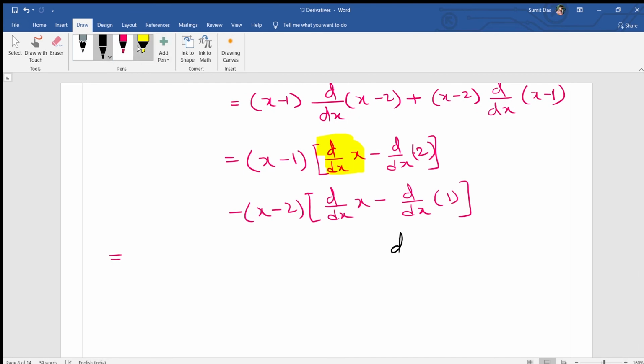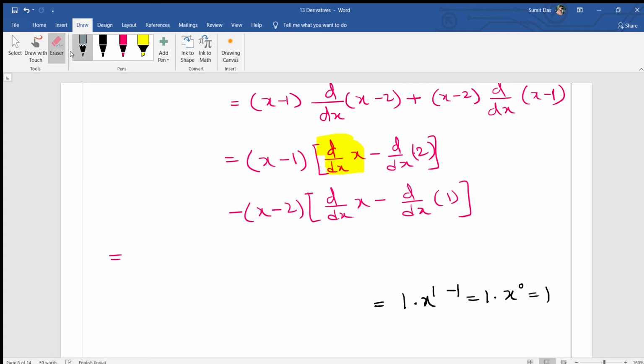I told you this formula: derivative of x to the power n is n into x to the power n minus 1. So when the derivative of x is there, instead of n we have to put 1. So 1 will come in front, and the power reduces to 1 minus 1, so we get 1 into x to the power 0, that is 1. If you can't do this much, how will you do the rest?